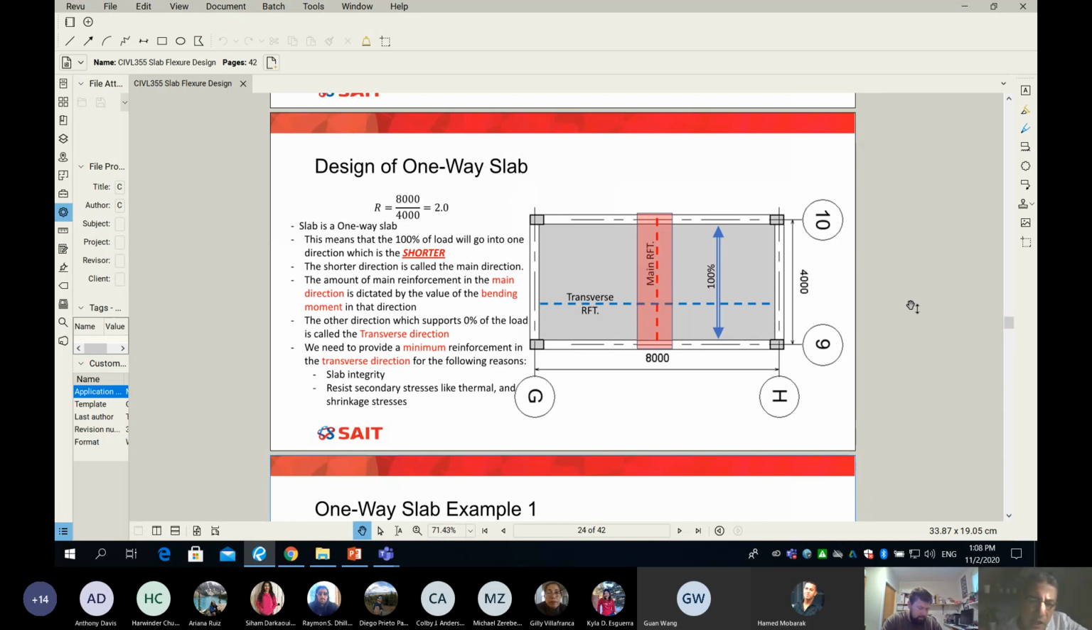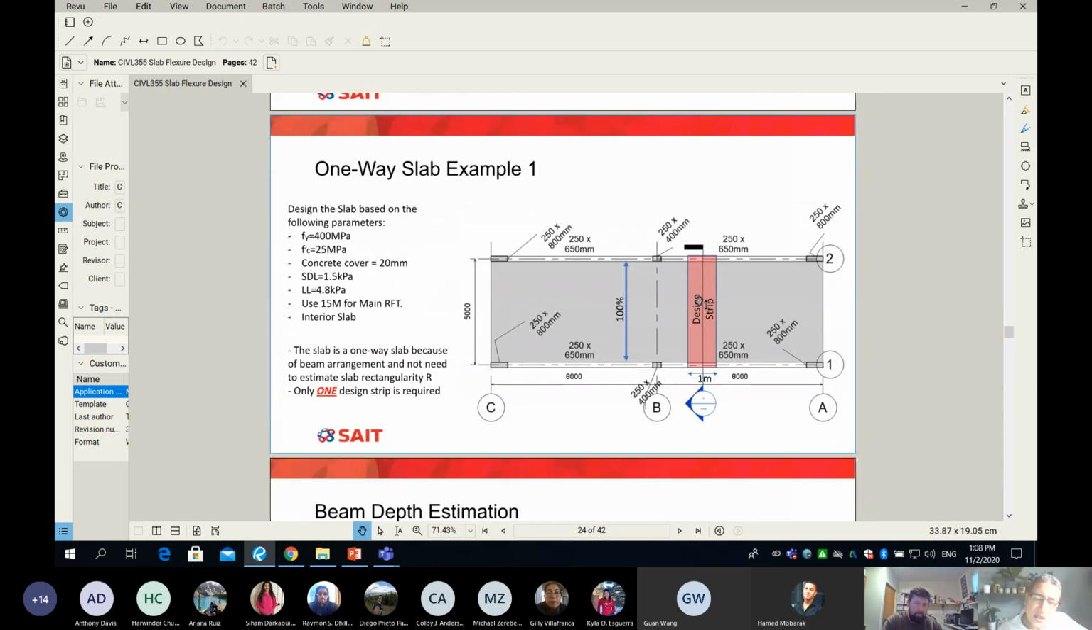Now let's move on to the next slide. So here is the example by number. Again, our slab is 5 by 16 meter. And how many slab panels? It is only one. There are no beams to separate the slab into different panels. There are only two beam lines. One is on grid line 2. Another one is on grid line number 1.